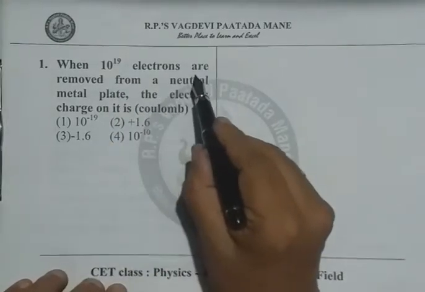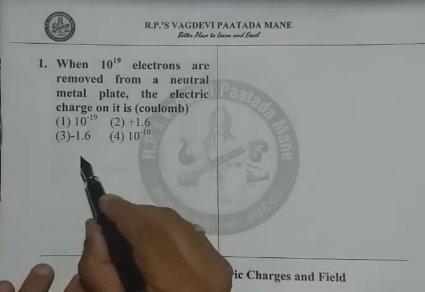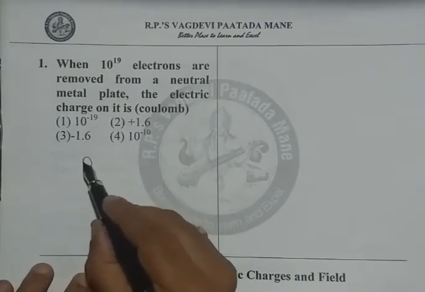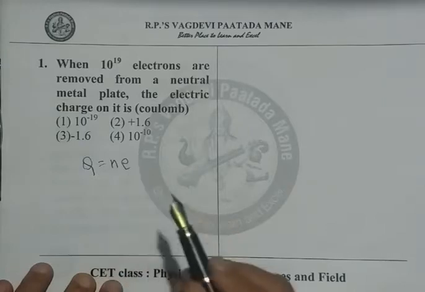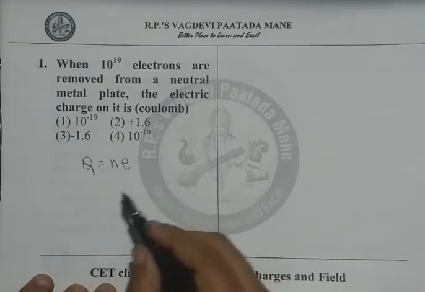When 10 raised to 19 electrons are removed from a neutral metal plate, the electric charge on it is... Observe, it contains the number of electrons removed. Removed means, we know, when electrons are removed, the substance gets positively charged, because a shortage of electrons actually makes the metal positive. Therefore, now using the quantization of charge, we can write Q equals N into E, where E is the charge on the electron, N is the number of electrons, and Q is the charge.